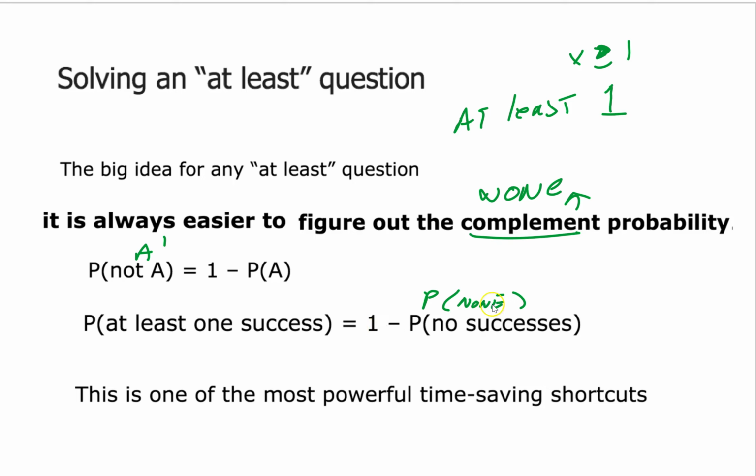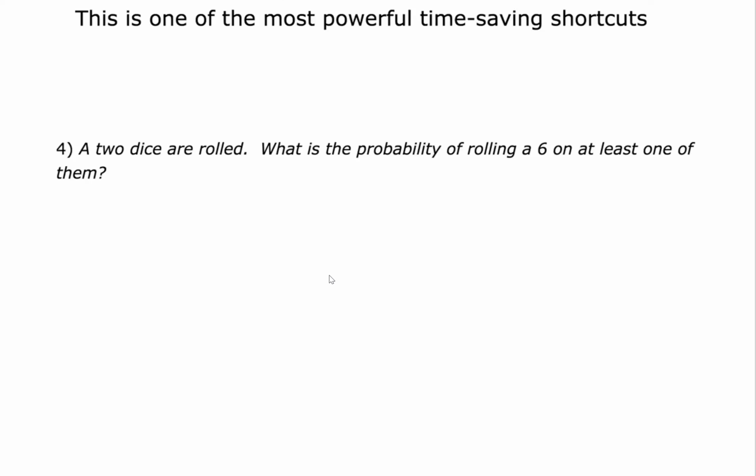That's right. Just keep that in mind. The opposite of at least is none. Right? Opposite of at least one is none. So let's look at a couple of examples where we do this, and then we'll be done for today.